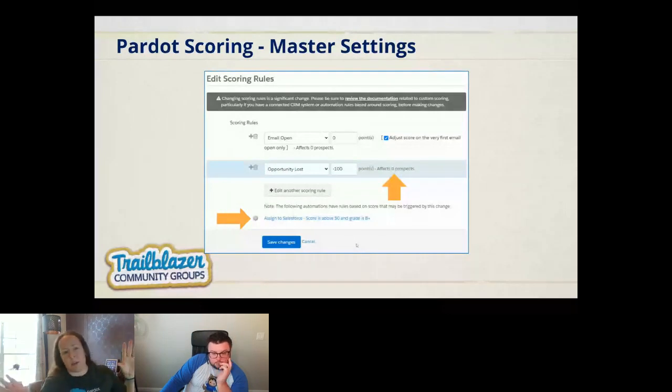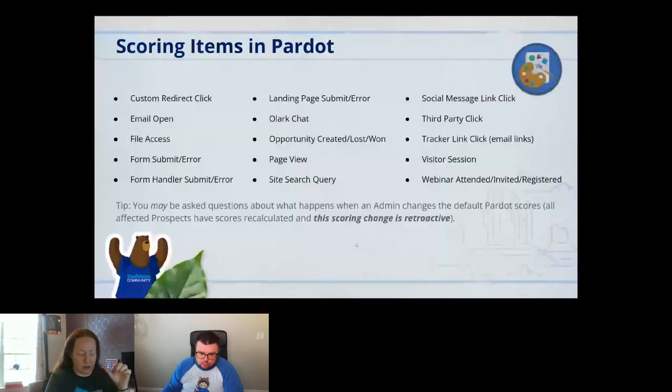Here are all the items that you can score in Pardot. So I showed you briefly this screen. These are all the items that show up on here. There are a couple of kind of deprecated things. One of them is site search query. This is a deprecated feature, but it is listed in your scoring items. You really won't be asked what are the default scores for these things. So for example, the default score for Pardot form submit is 45 points and it's -5 points on a form error. You won't be asked that level of detail, but you might be asked about, yes, this is retroactive. So do keep that in mind for your exam.